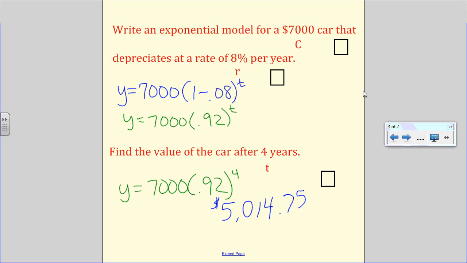You can still keep the 1 minus 0.08 on your calculator. I'd like to show you guys the 92 so that you can actually see that that value you're multiplying by is less than 1, and that's what's making it decrease. It also helps us recognize a decay equation because this number is always going to be less than 1.